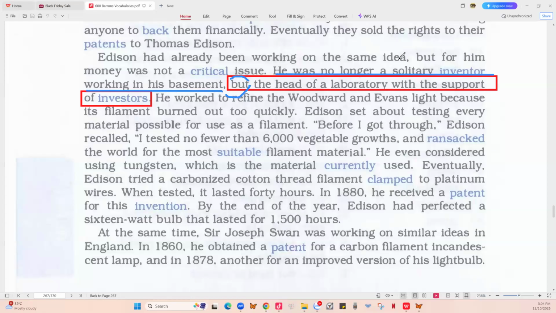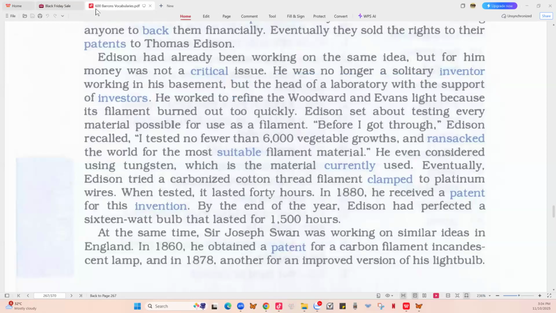He wasn't the only person who worked in his basement. But Edison is the leader of a laboratory with the financial support from investors. All right, with the financial support from the investors. So here we have the next sentence.